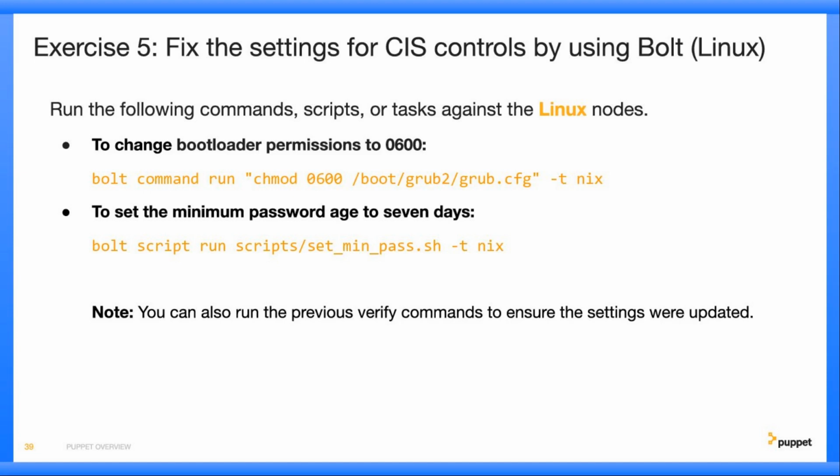Because we want to change the bootloader permission to 600, we just run a change mode command and change this configuration file on our Linux nodes. And we are also going to run a script to set the minimum password age to 7 days, from 0 to 7. So let's do that now. I'm just going to run it.